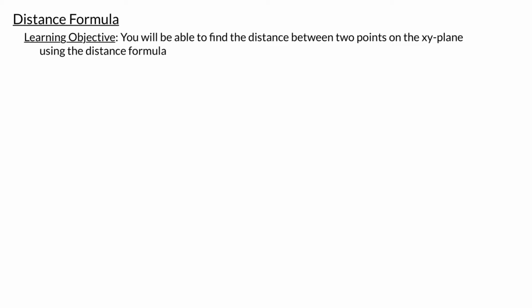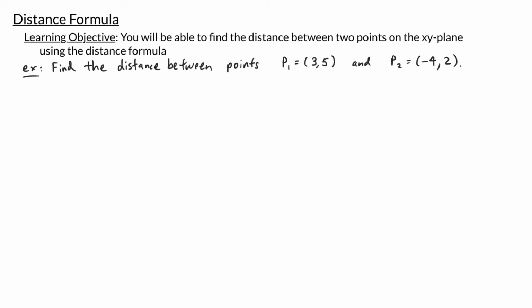Before I give you the distance formula, let's look at an example and try to figure out where the formula comes from. Let's try to find the distance between the points P1 with coordinates 3, 5 and P2 with coordinates -4, 2. We'll start by plotting the points P1 and P2 on the xy plane. P1 has coordinates 3, 5, and P2 has coordinates -4, 2, so we get a point here.